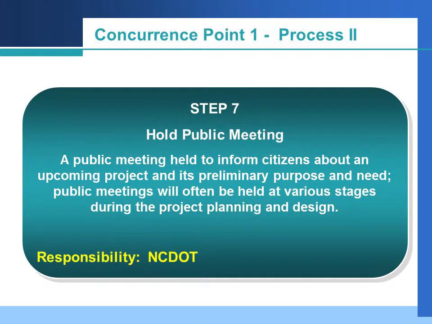Step 7 in Process 2 is holding a public meeting. A public meeting is held to introduce the public to the project after the project scoping meetings are held. The public will be informed of the upcoming scope of work. Also, the public will be informed that NCDOT and agency staff will begin work, such as surveys and other investigations in the project vicinity, to gain the necessary information to proceed with the development of the NEPA document.